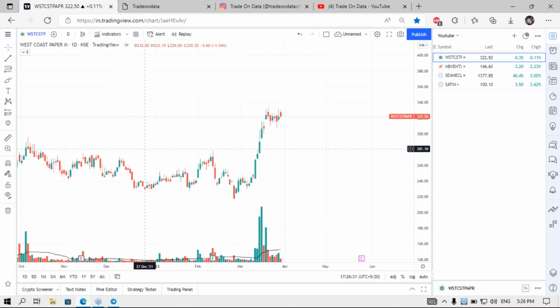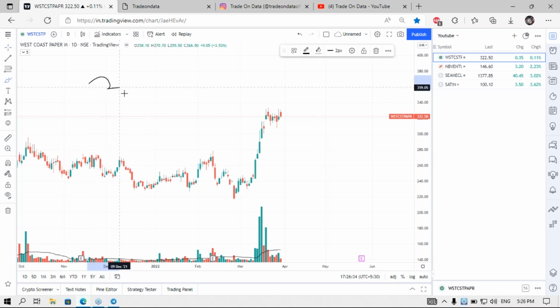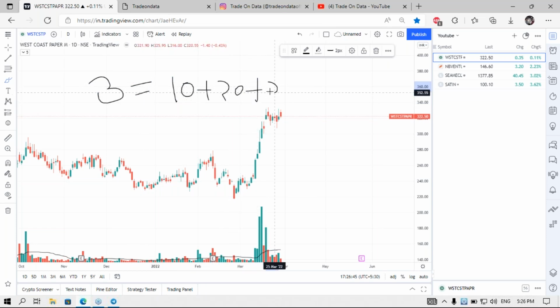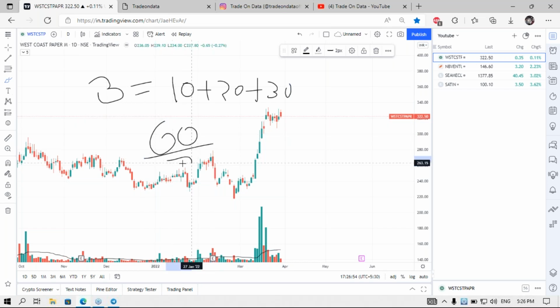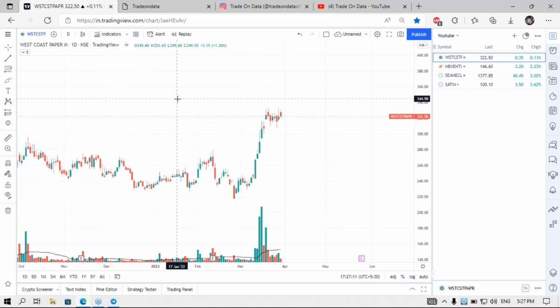Suppose you need to calculate the average of 3 days, and the first day data is 10, second day data is 20, and third day data is 30, right? So if you want to calculate, the total will be 60, divided by 3, that's 20 momentum for every day. So this is the average momentum of a day.